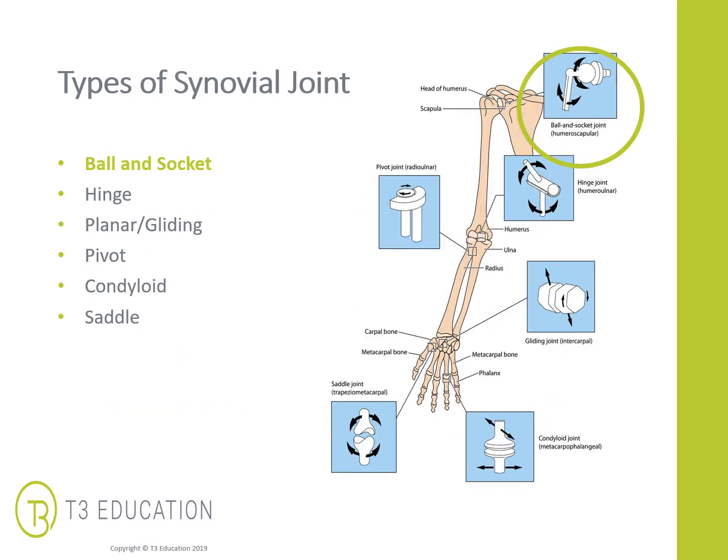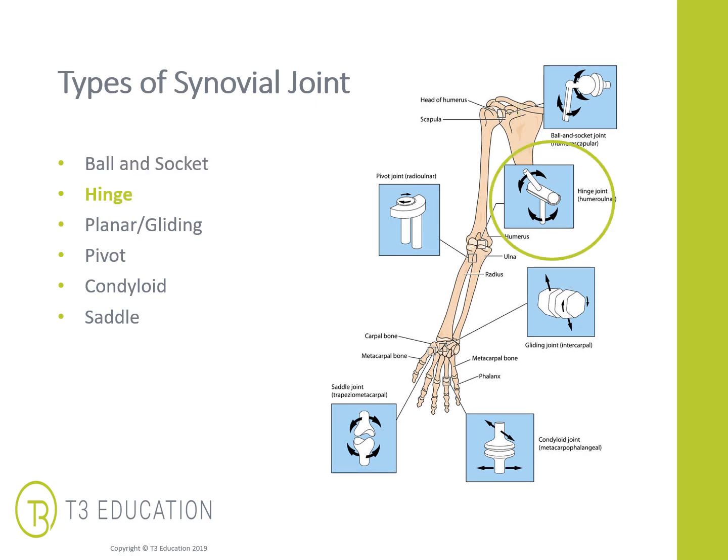So let's look at the different types of synovial joint. The first one we're going to talk about here is the ball and socket joint. It's a highly movable joint and it allows flexion, extension, abduction, adduction, circumduction, lateral or external rotation, and medial or internal rotation. If you're unsure of what these actions mean, I recommend you pause at this point and go and check out our video on movements of the body, so that you understand exactly what movements are available at each of these joints.